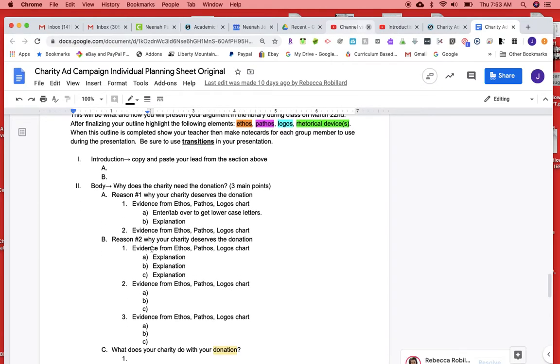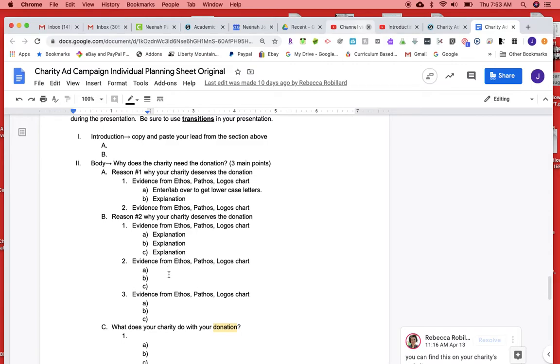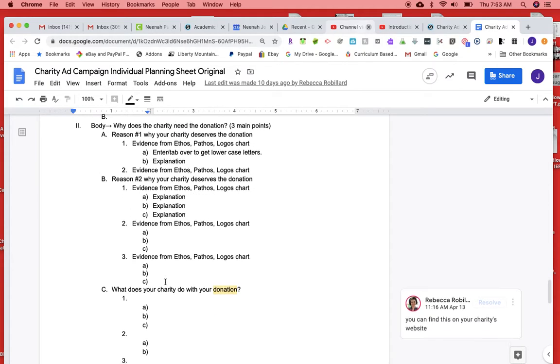Then you're going to do that for reason 2. So evidence is from your Ethos, Pathos, and Logos chart. And you're going to have your explanation. That's what the lowercase a, b, and c is, all your explanation.